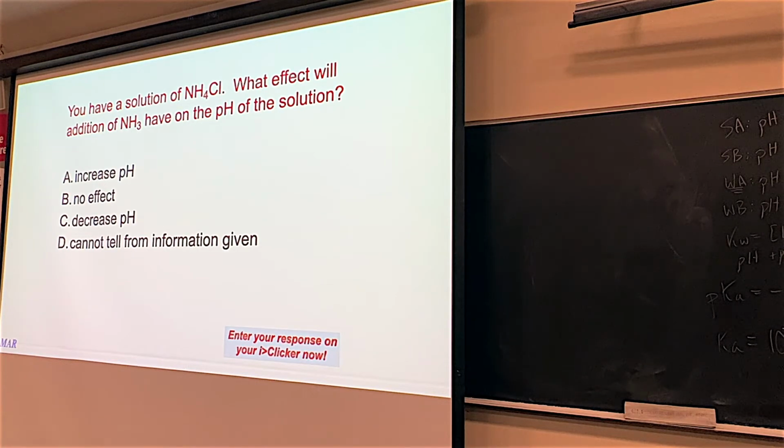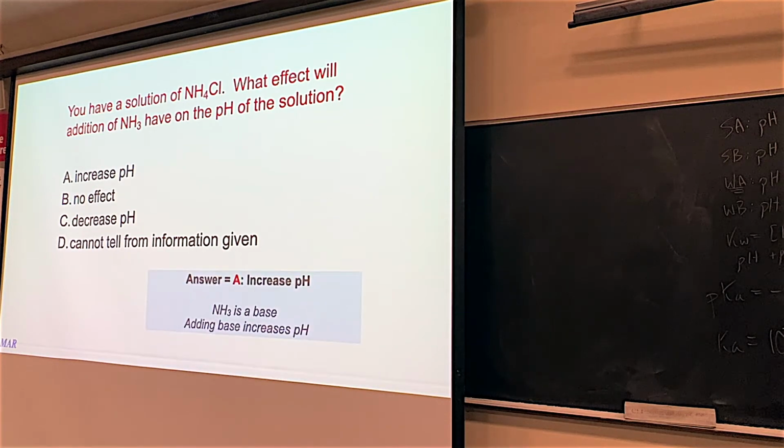Base, yeah, that's good enough. Ammonia is a base, a classic weak base. Bases, if you add them, will increase the pH.